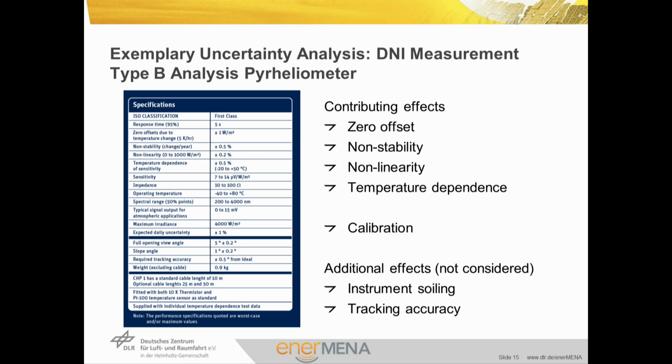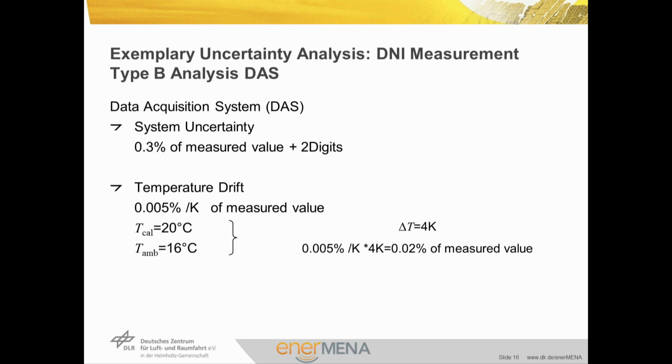Additional effects that could be relevant but will not be considered within the scope of this example are instrument soiling and tracking accuracy, for example. Further type B uncertainty contributions are likely to arise from the data acquisition system. For the loggers used in the example, a general system uncertainty of 0.3% of the measured value and of 2 digits can be expected. This results from the analog to digital conversion and the limits of the discretization of the display. In this case, an uncertainty of 2 digits means that not only the last digit is uncertain because of rounding, but that it can actually vary by 2 digits.